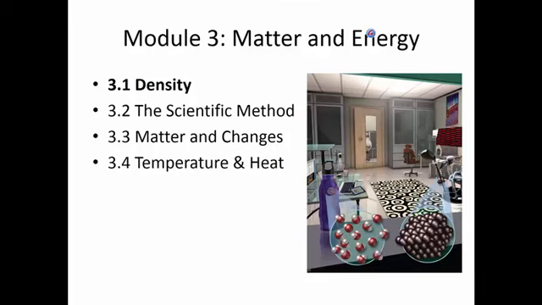Hello everyone, welcome to Module 3, Matter and Energy. One quick announcement as we get started on this. This was changed a little bit from what your syllabus said this module would be about, though it includes all of the same material in terms of the advanced measurements. We'll see that in sections 3.1 and 3.4.